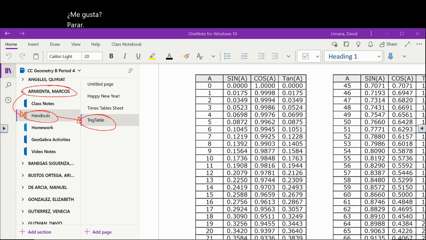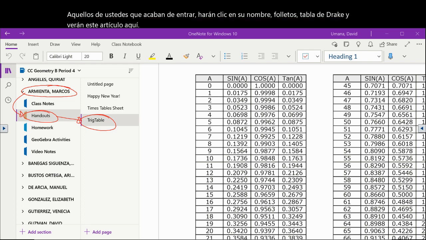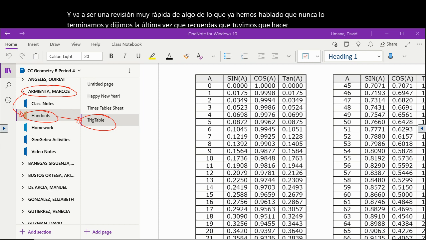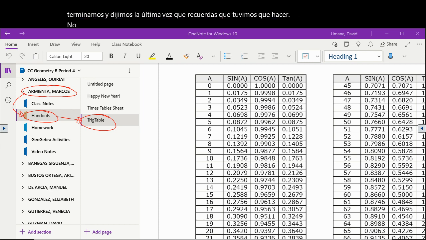All right. So those of you who may have just come in, you'll click on your name, handouts, trig table, and you'll see this item here. Okay? It's going to be a very quick review of something we already talked about, but we never finished it because last week, if you remember, we had to do that testing. We didn't finish that testing. There are still students who need to do it, but they will go ahead and finish it maybe tomorrow.